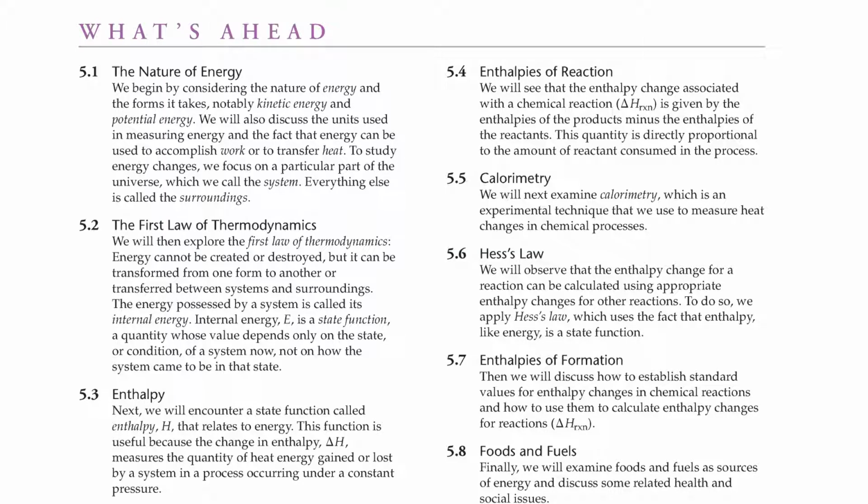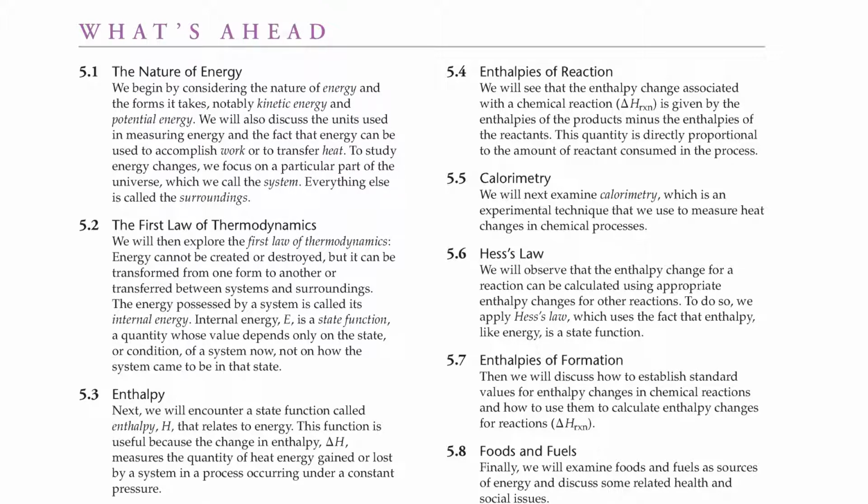What's ahead? Section 5.1, the nature of energy. We begin by considering the nature of energy and the forms it takes, notably kinetic energy and potential energy. We'll also discuss the units used in measuring energy and the fact that energy can be used to accomplish work or to transfer heat. To study energy changes, we focus on a particular part of the universe which we call the system. Everything else is called the surroundings.